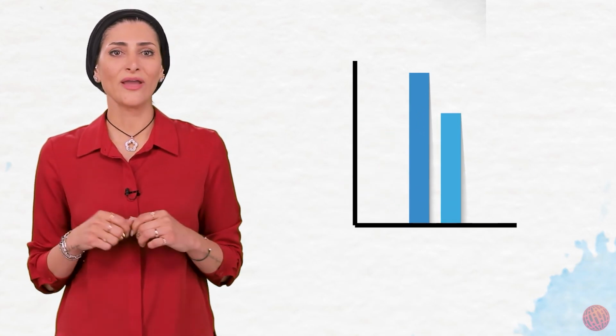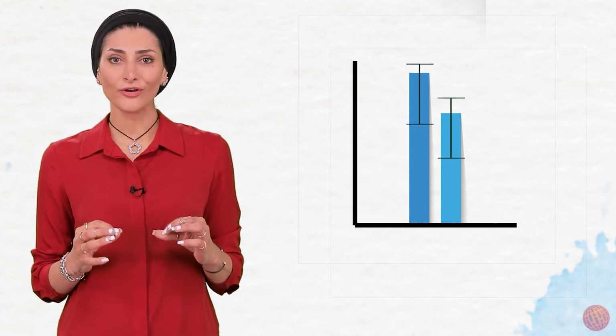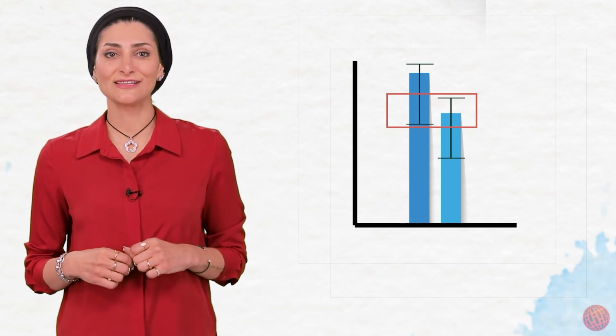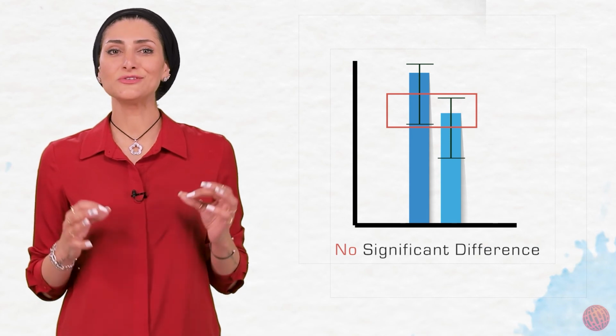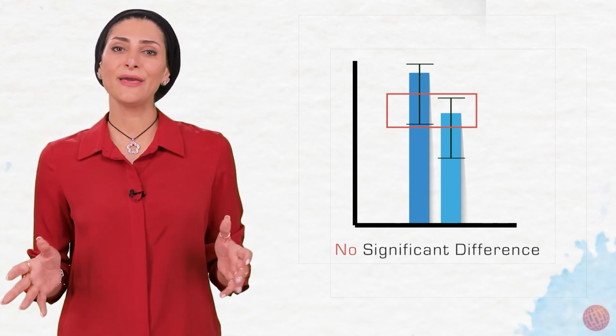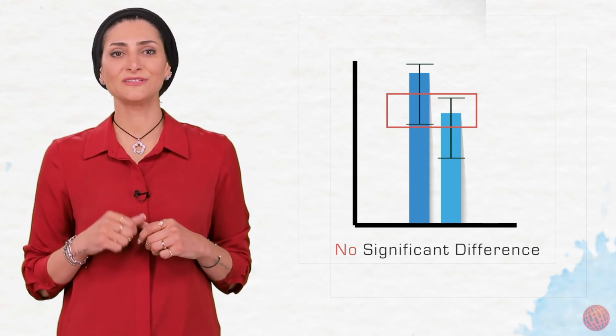The best way to represent your data when comparing two sets of data is using a bar graph. By the way, if the error bars overlap here, it indicates that there is no significant difference, and this could be used to support your conclusion based on the p-value you obtained.